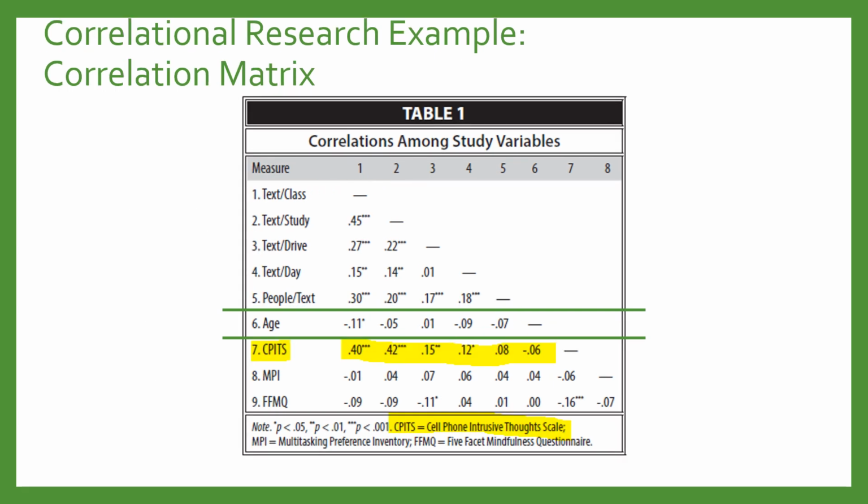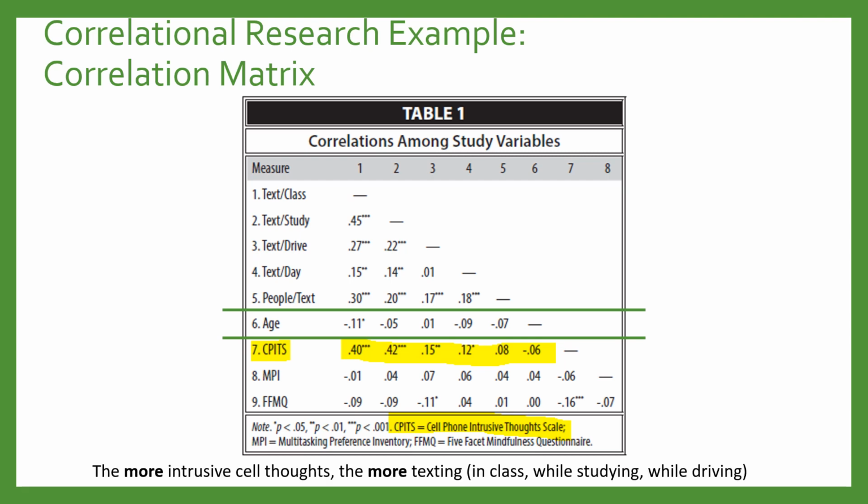If we go further down in the correlation table, you can see that CPITS, or cell phone intrusive thought scale, that scale we saw in the measure section, was significantly correlated with just about all the other variables. So if we look here, you can see that those who had more intrusive thoughts were texting more while studying, texting more in class, texting more while driving, texting more during the day, right, across the board, because you see those stars and you see that they're all positive correlations.